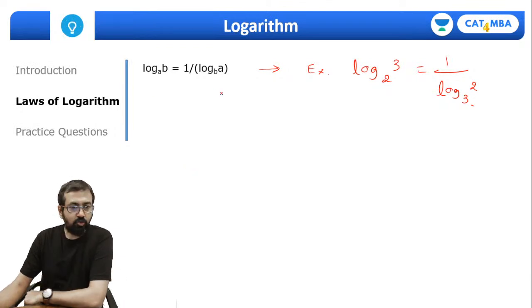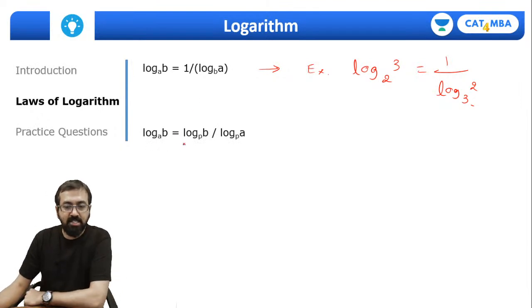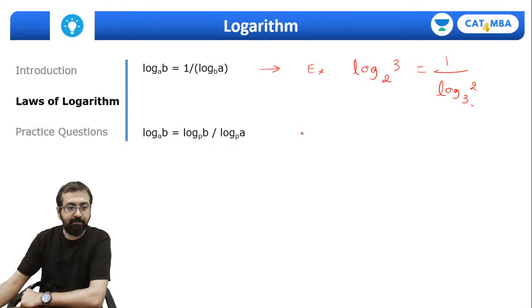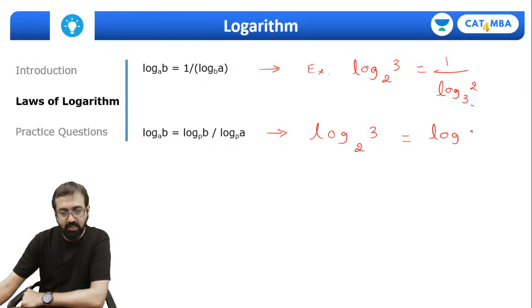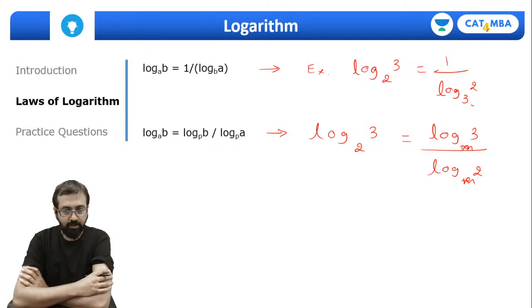Yes, guys. So let's look at the next rule, which says that log of b with base a is equal to log of b upon log of a. Let me give you an example of this one. Log of 3 with base 2 is equal to log of 3 upon log of 2. Now if you want, you can put base 10 in both, or you can put any other base, say m. So you can put the same base over here. Right, guys, have you all understood this?